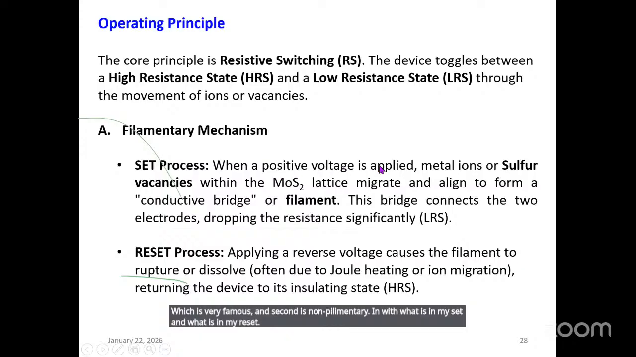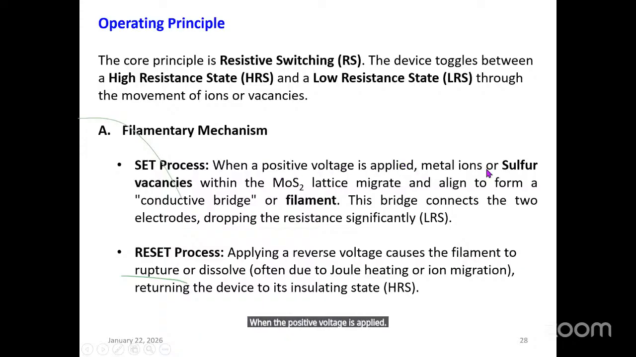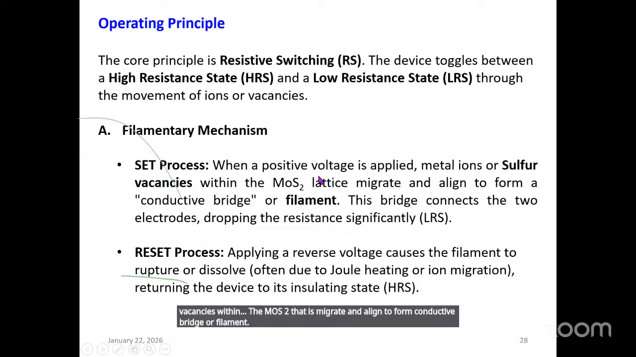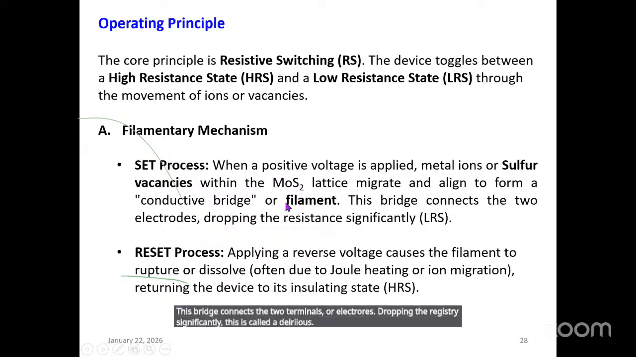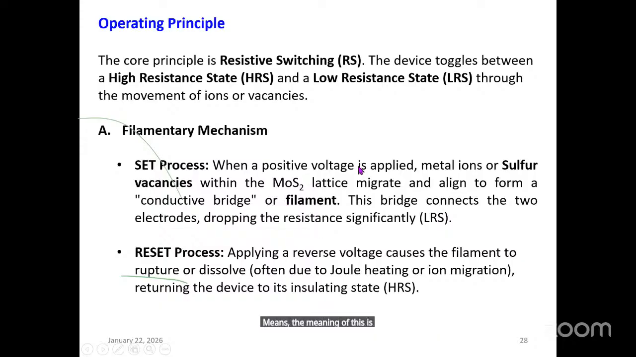When a positive voltage is applied, metal ions or vacancies within the MoS2 migrate and align to form a conductive bridge or filament. When we apply gate voltage, it forms a filament. This bridge connects the two terminals or electrodes, dropping the resistance significantly. It is called LRS. It means that when we apply gate voltage, the filament or thin layer is formed and the device is on.